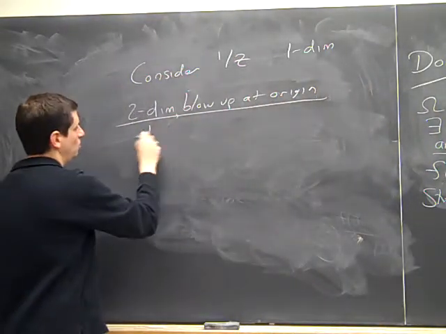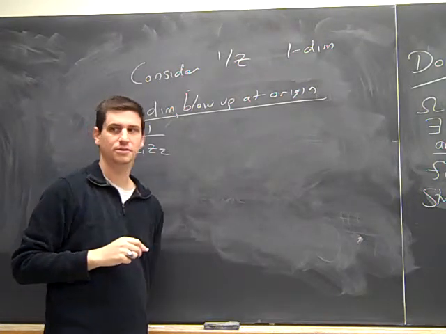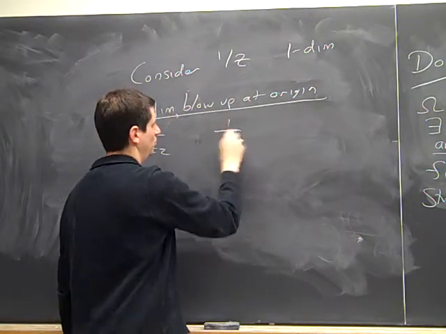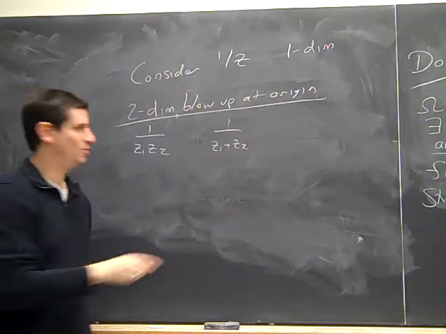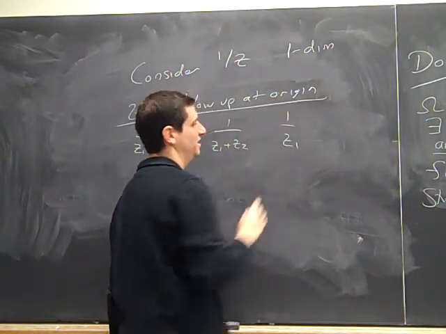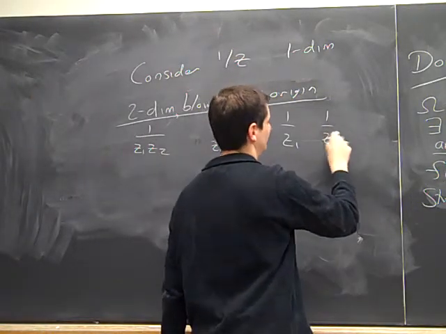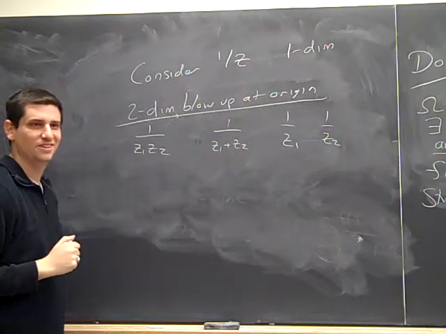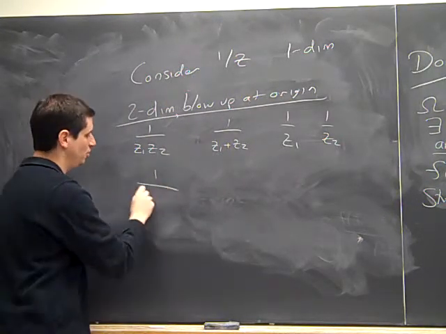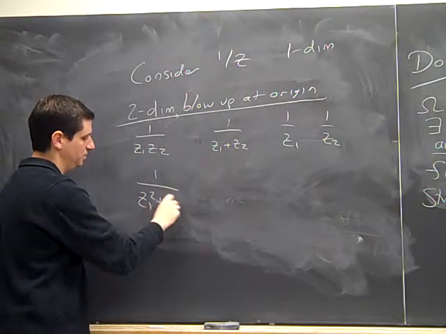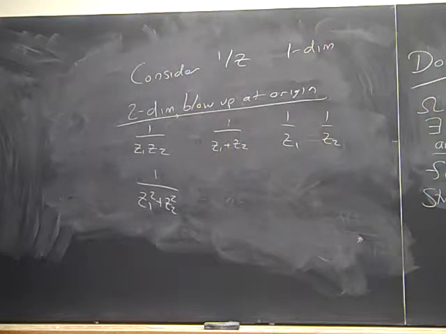Okay. 1 over z1 z2. Anything else? 1 over z1 plus z2. Anything else? 1 over z1. Anything else? 1 over z2. What else? Any multiple of these? I'll do one more. 1 over z1 squared plus z2 squared. That way at least I get on the board.